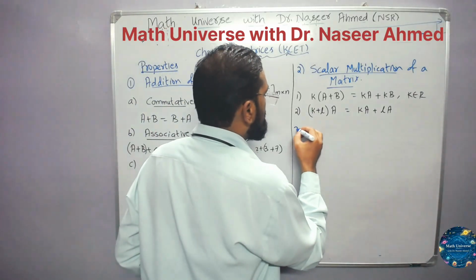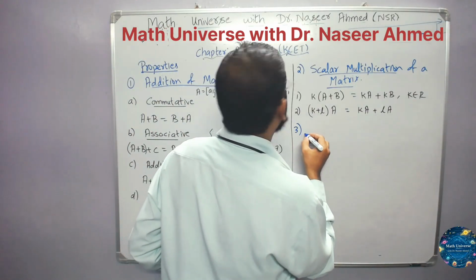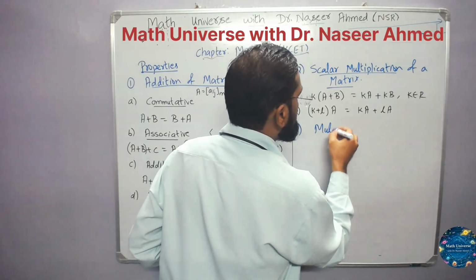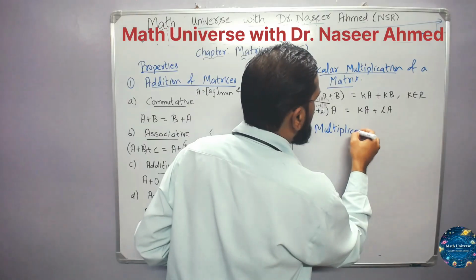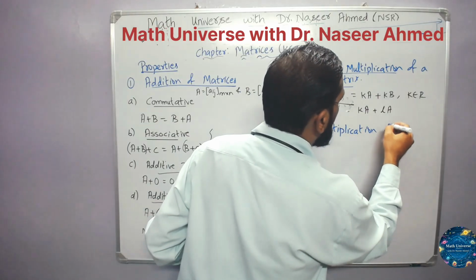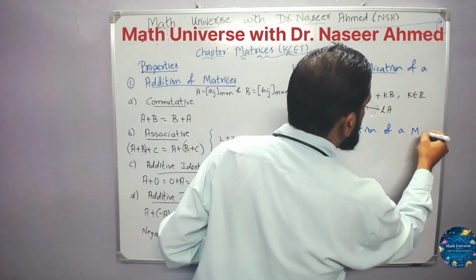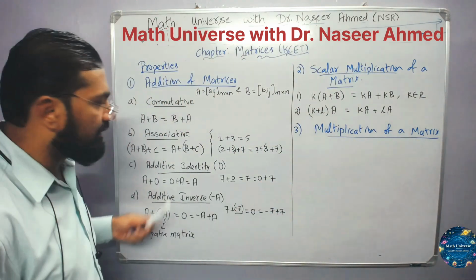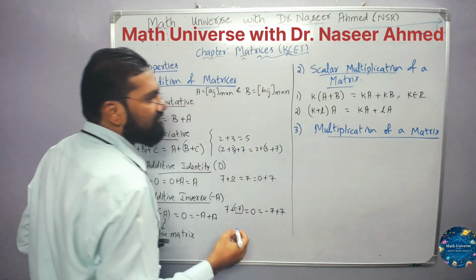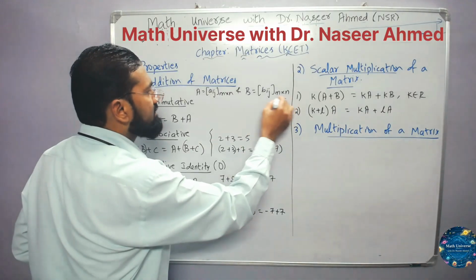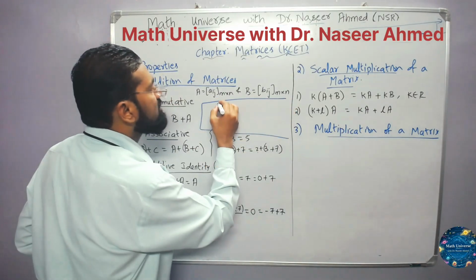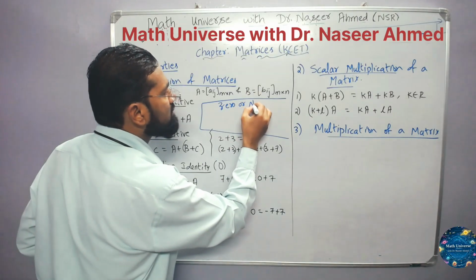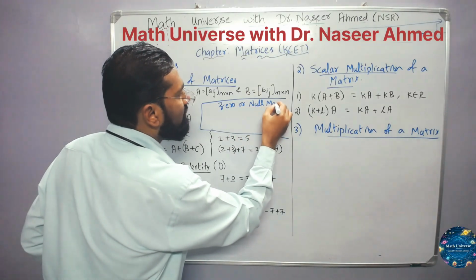Now let us move on to properties on multiplication of matrices. Before I go ahead, I have just forgotten something in types of matrix: the zero matrix. Sorry for that. So what is a zero matrix? Zero or null matrix. I forgot to discuss that.